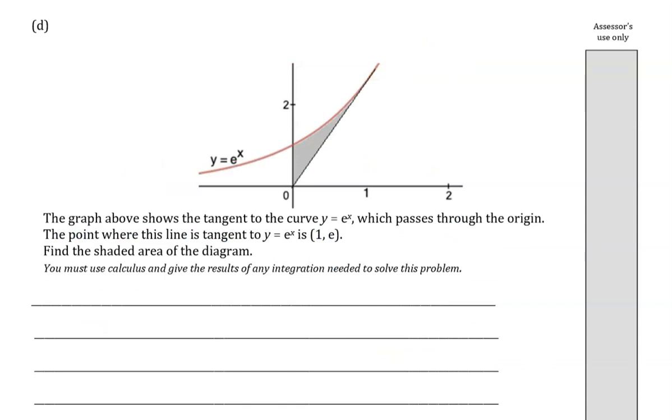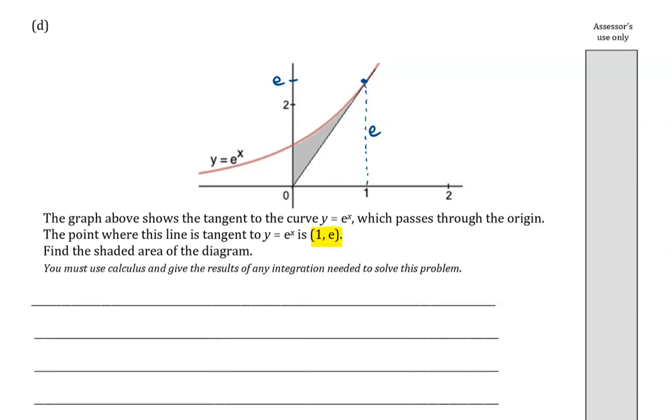For part D, we want to find the shaded area just here in the middle of those two sections there. So we've got a tangent that's being drawn to this curve here. So what I'm going to do is find the area under the curve up to where that tangent crosses, and then take away the area of the triangle that's underneath it. And we're told that that tangent happens at 1, e, so it will happen at this point here where x is equal to 1, and the y value is e, so that length there is e.